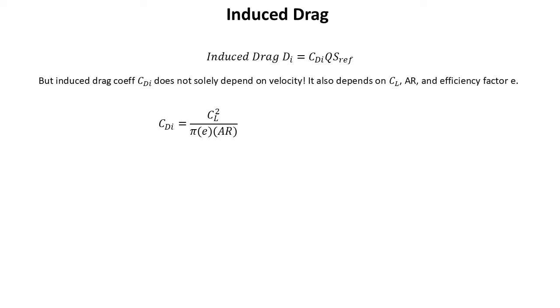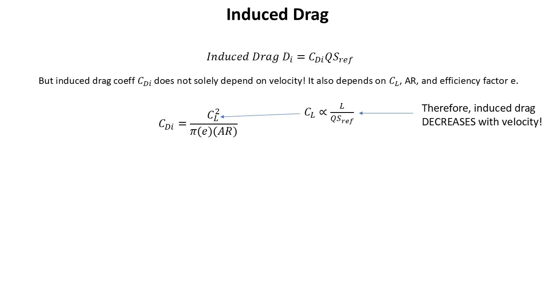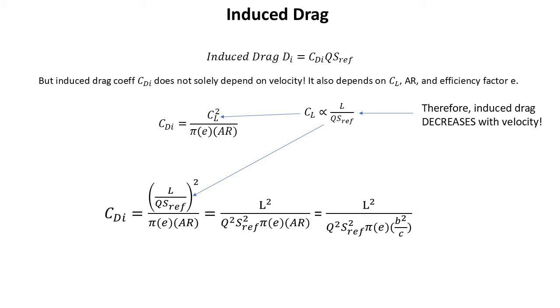Since the induced drag coefficient is proportional to the square of CL, it's clear that the induced drag decreases with the square of the velocity increase. It also depends on the square of the weight of the aircraft divided by the square of the span length. The equation defining these relationships shows us that the induced drag increases with the square of the weight of the aircraft, or the lift required, and decreases with the square of the span.